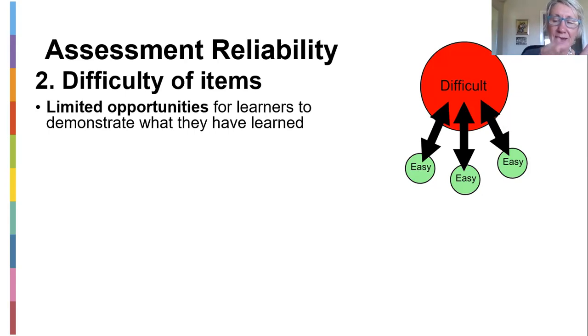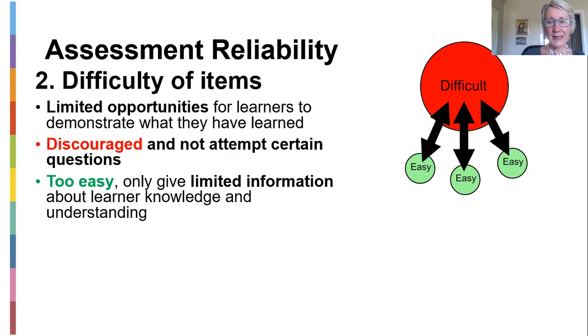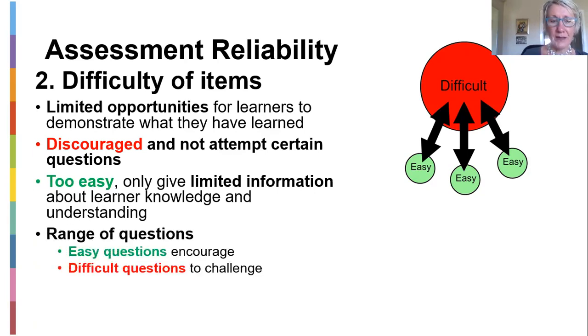Am I limiting them by giving them just easy questions, not giving those who know the more difficult questions? Or it's so difficult that they're discouraged and won't attempt the question. I can't make it too easy, so you can't show me what you know, but I can't make it too hard. It must be a nice mix of easy and hard to balance out my paper. If it's too easy, there's only limited information about the learner's knowledge. So you must rather have a range of questions.